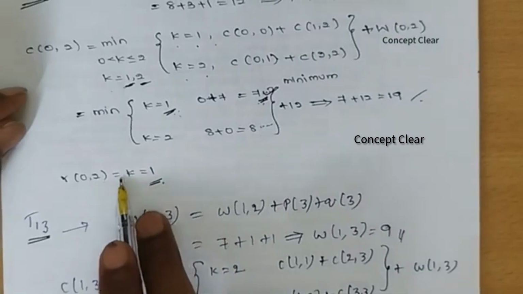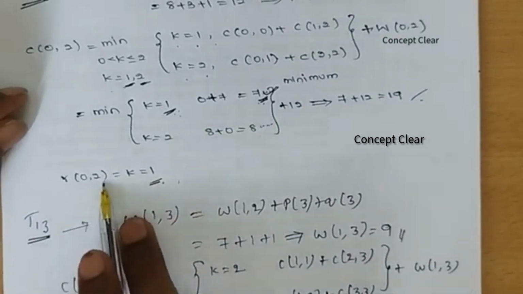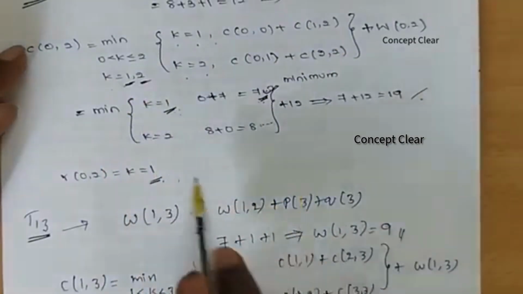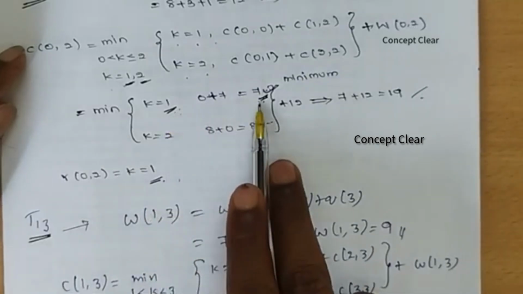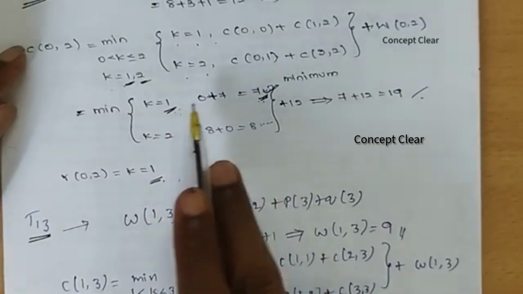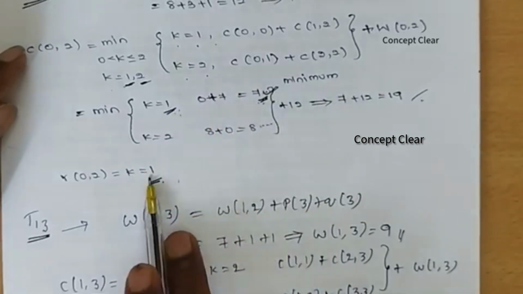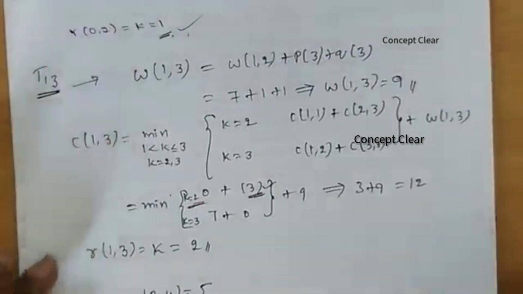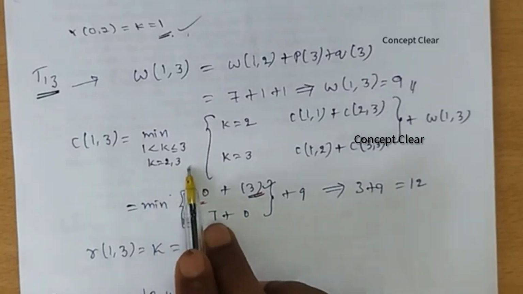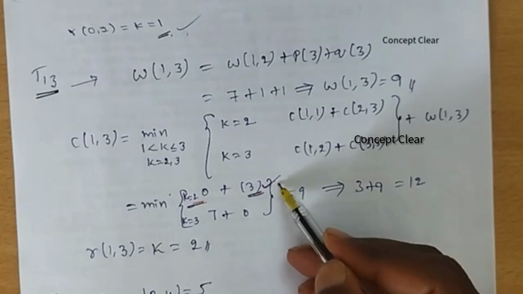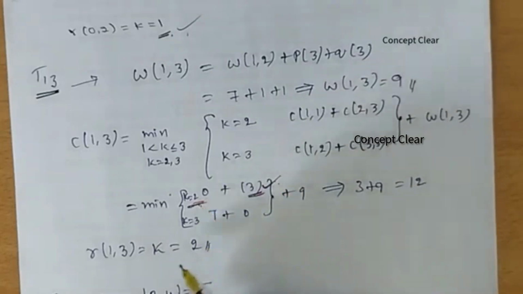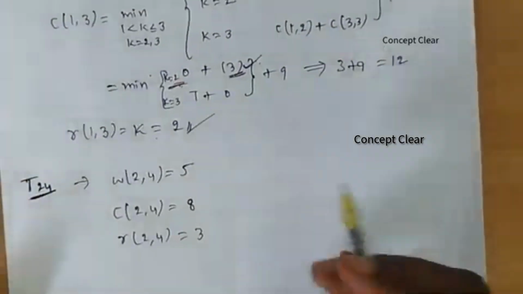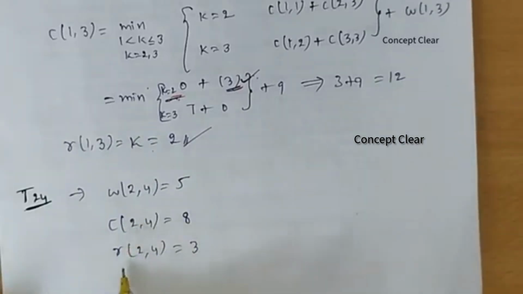And r of i comma j equals k. Here, what is the k value? The k value is 1 or 2. Which value did we consider here? 7. And k equals 1 gives us 7, so here also we consider k equals 1. Same like that, T13. Here also we get k values 2 comma 3. Here we are considering the 3 value, so it belongs to k equals 2, so we consider r equals 2. Same like that, T24 also. For the time being I am writing the w value, c value, r value directly.